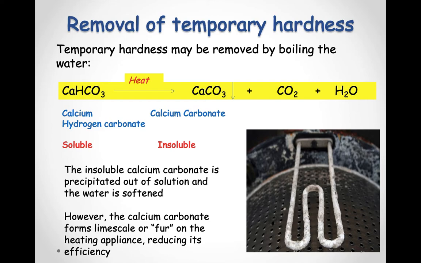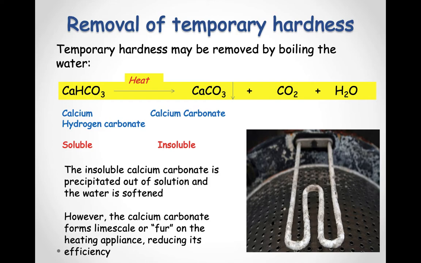We're starting with our calcium hydrogen carbonate over there, which is our hard water. And when we heat it, we are precipitating out the calcium carbonate as an insoluble white solid that forms the lime scale. And also then we're getting our carbon dioxide back and our water, not attached in any way to calcium ions anymore. So it is now soft water.